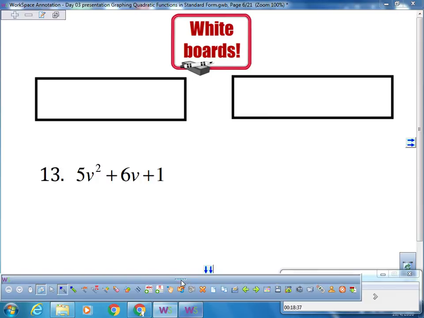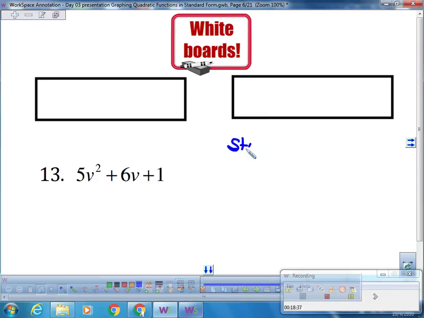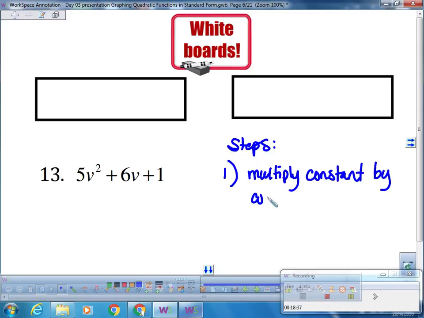So we want to, number 1, multiply constant by coefficient of x squared. True? Multiply constant by coefficient of x squared. So I'm going to take that 5 and I'm going to multiply it by my constant. So I'm left with b squared plus 6b plus 5.